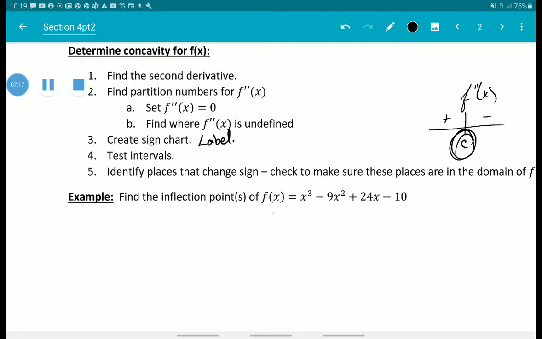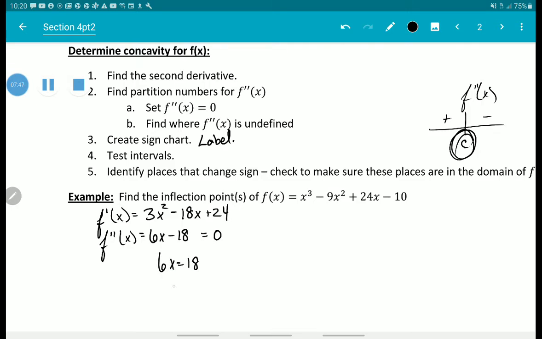Let's say we want to find the inflection points of this cubic function. So we're going to start by finding that derivative. The first derivative is going to be 3x squared minus 18x plus 24. The second derivative is 6x minus 18. We're going to take that second derivative and set it equal to 0, and we're going to find partition numbers. So when we do that in this case, we're going to get x equals 3. So that is a possible inflection point.